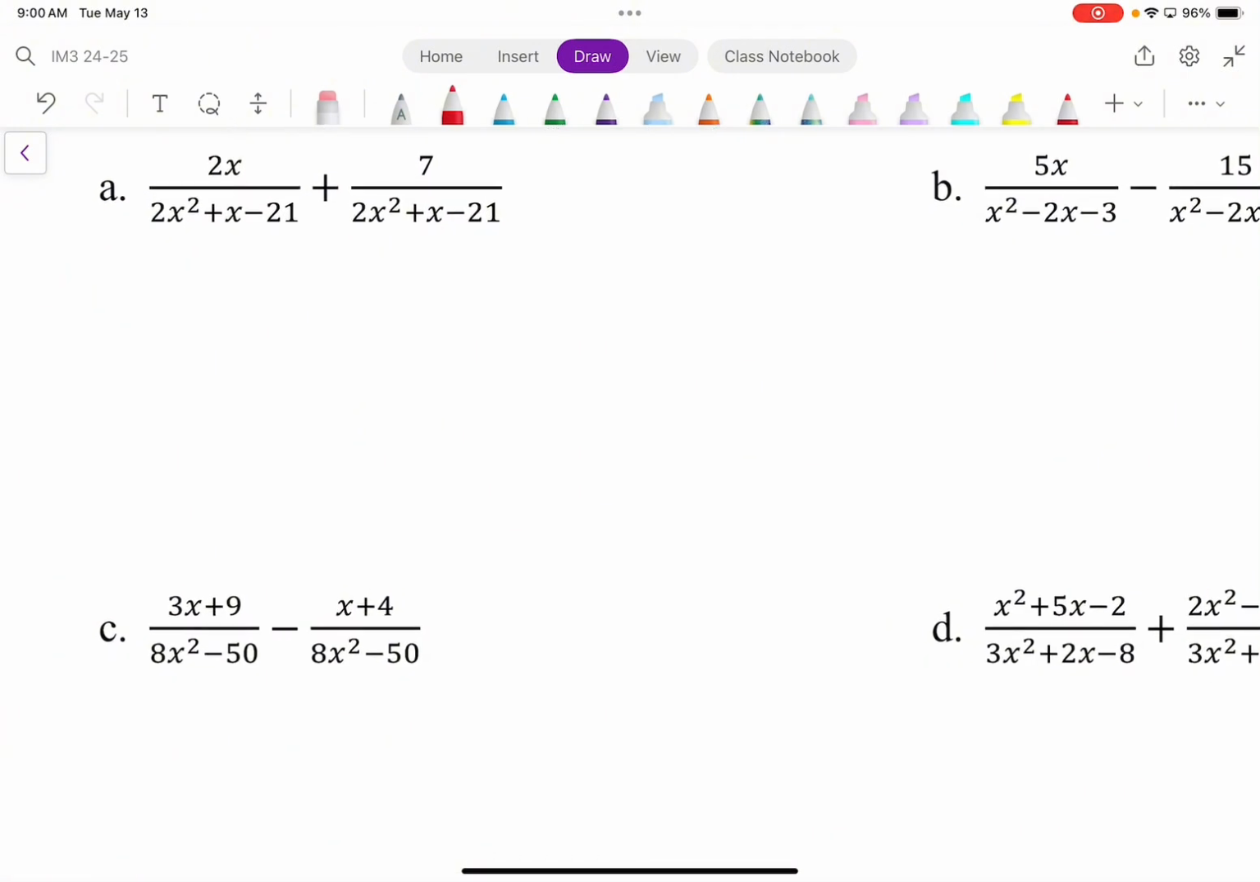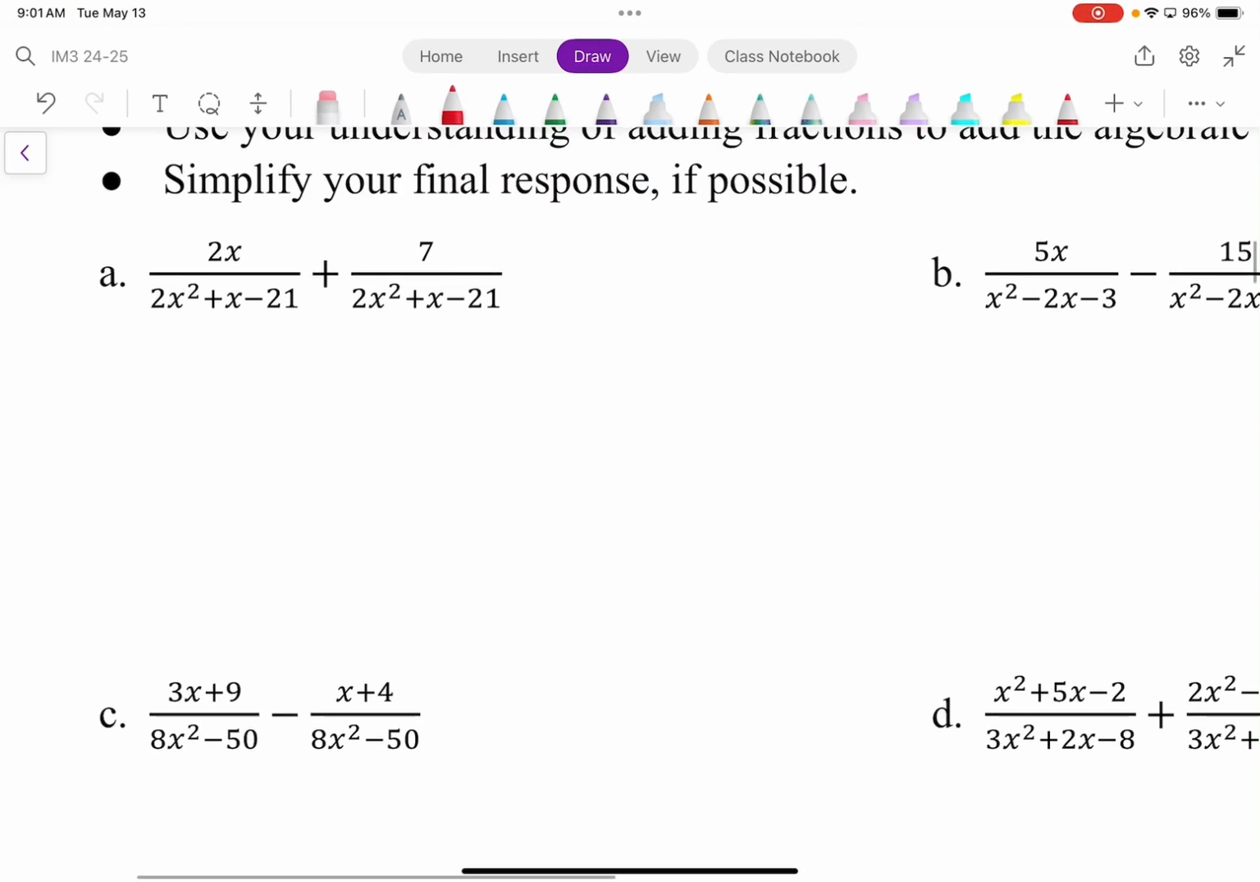So basing ourselves off of what we did for the warm-up, it is vital that we have a common denominator to be able to combine two different fractions. In example A, do we have a common denominator? Yes. So we can go ahead and just add. We can add the top together. So let's go ahead and do that. 2x plus 7, when we combine it, will just be 2x plus 7. We will then have our denominator 2x squared plus x minus 21. Now, don't forget, we need to simplify your final response.